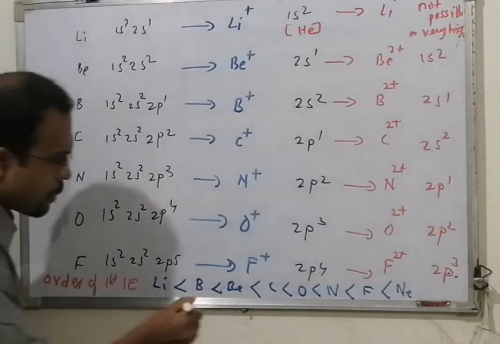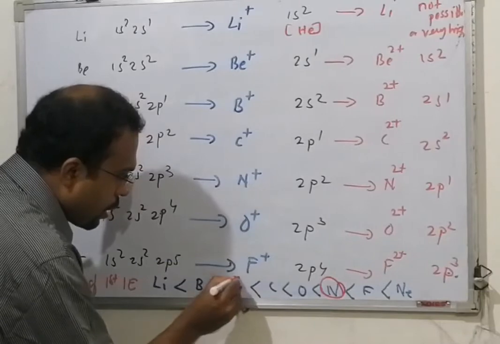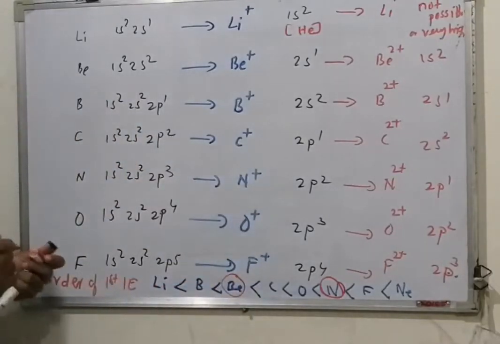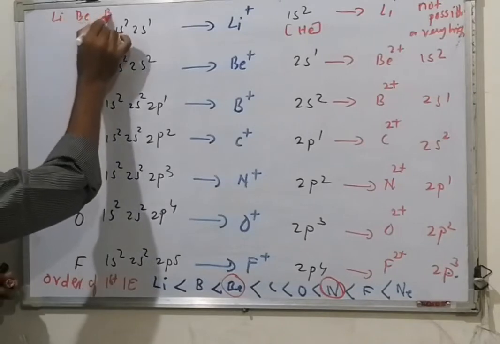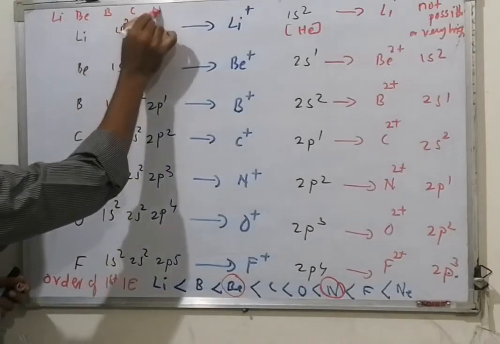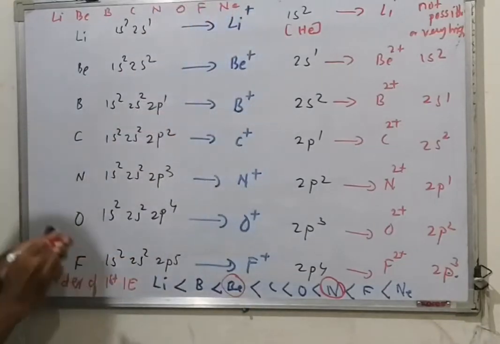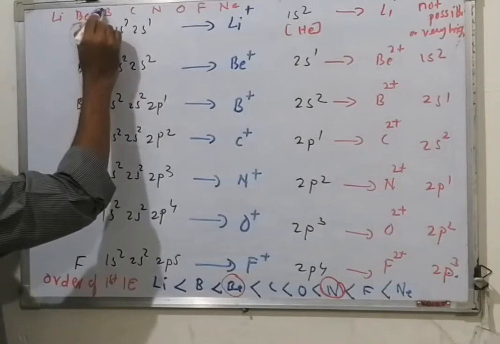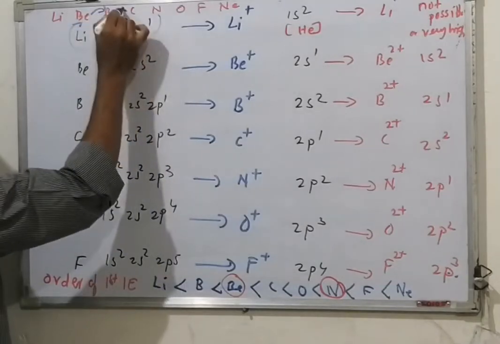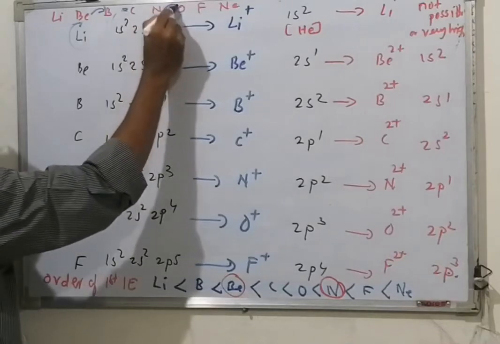Have you noticed this nitrogen here, this beryllium here? What is the period? Lithium, beryllium, boron, carbon, nitrogen, oxygen, fluorine, neon. This is our second period. But have you noticed this beryllium came here and boron here, oxygen here and nitrogen here.